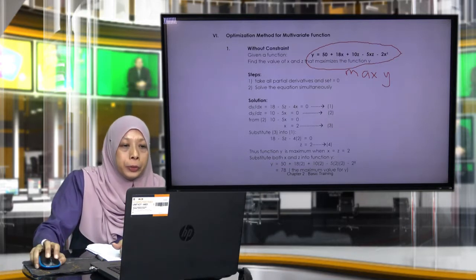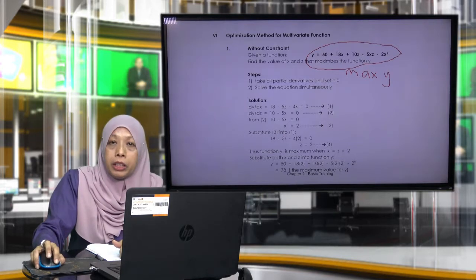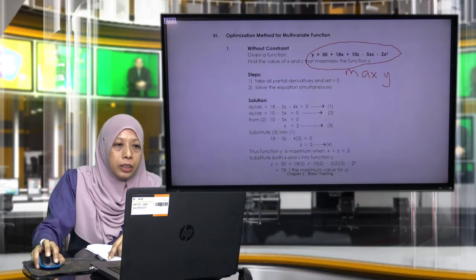Given the profit function, how do we differentiate it? Let's say that we want to differentiate the function with respect to x. When you're doing that, remember you have to assume z as a constant. So let's differentiate this. You have 50, which is a number. If you differentiate it with respect to x, you're going to get 0. The next component is 18x. You differentiate it, you're going to get 18.